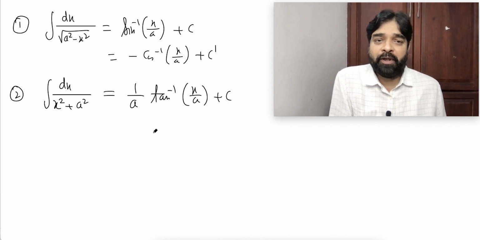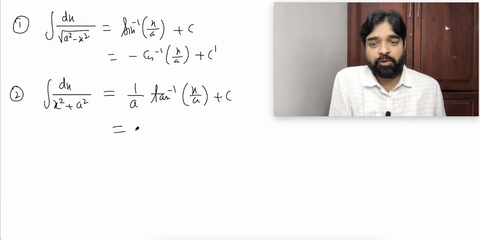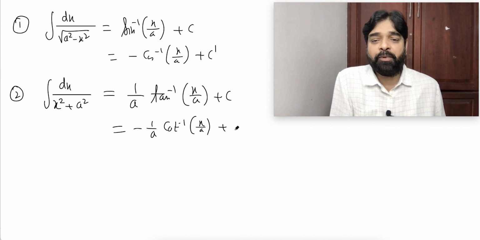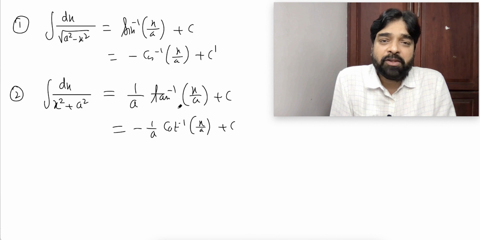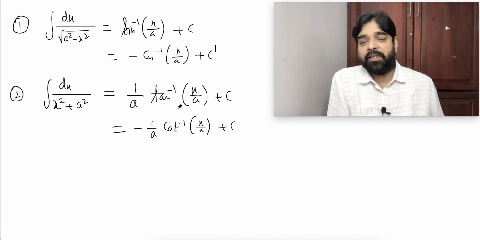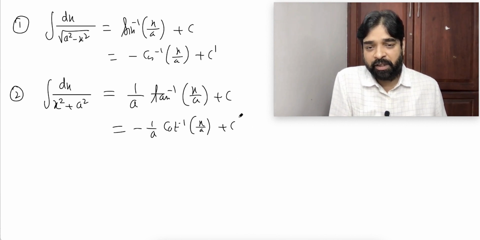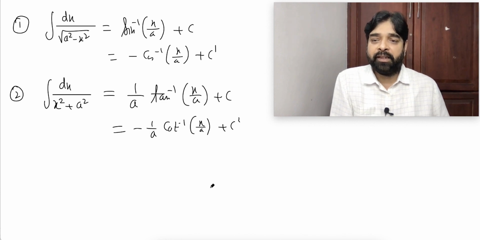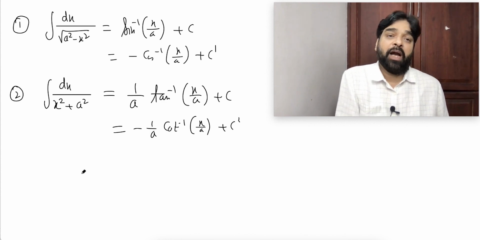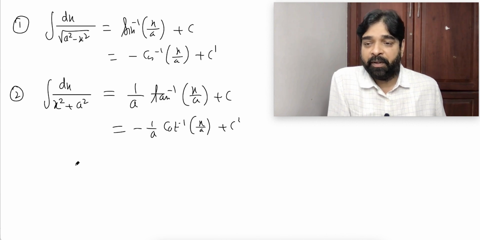Now all of you understood, the other option can also happen: minus 1 by a cot inverse x by a. For that you don't have to do a substitution. Tan inverse x by a I can write as pi by 2 minus cot inverse x by a. So that's why you can write this answer with c dash. Both c will be different, of course. Is this clear? So this is the second formula which you have to remember, right?